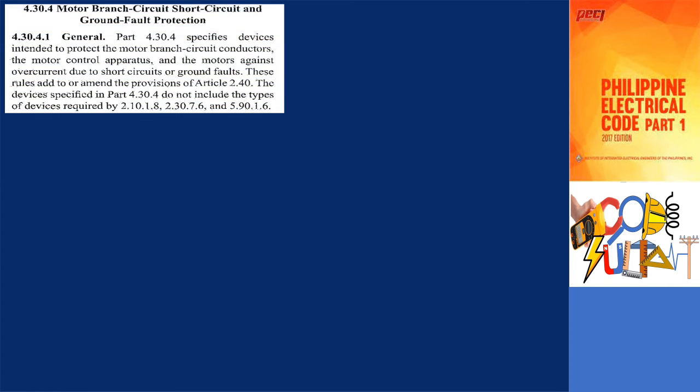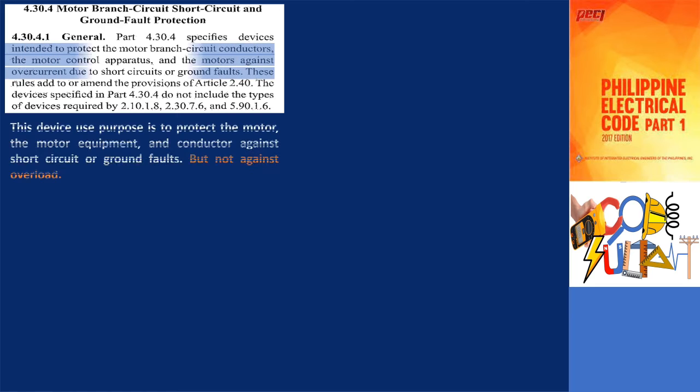For branch circuit protection for general appliance motors, the requirement is mentioned in Section 4.30.4. The purpose of the protective device is to safeguard the motor, motor equipment, and the conductor from short circuits or ground faults. However, it does not provide protection against overload.